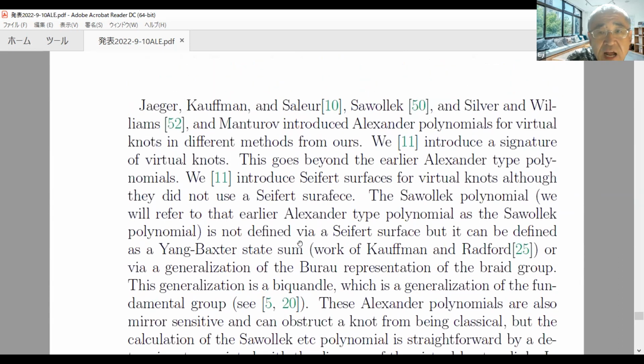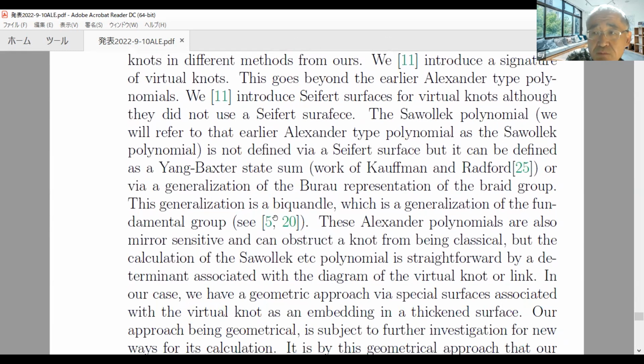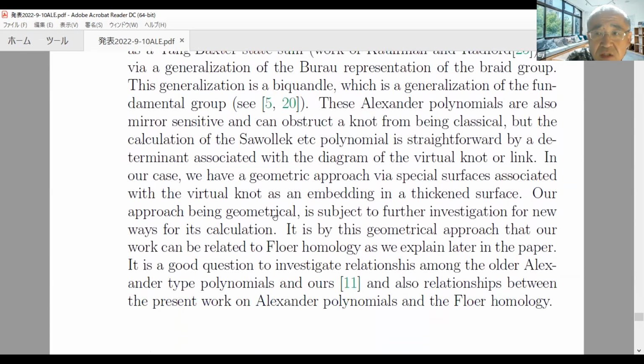Oh, and there are many kinds of Alexander polynomials discovered before our result. The definitions are very different. It is the first time to use Seifert matrices. Seifert surface, Seifert matrices and signature are probably the first example that we did. And their definitions are very different. What kind of relations are there?